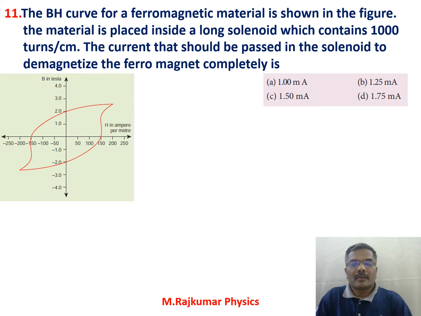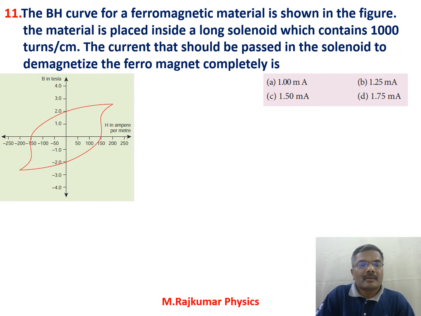So this is the question now. The BH curve for a ferromagnetic material is shown in the figure. The material is placed inside a long solenoid which contains 1000 turns per cm. The current that should be passed in the solenoid to demagnetize the ferromagnet completely is. What they're asking is they want to demagnetize a ferromagnet which is already a magnet. The same solenoid only would have magnetized this particular material.